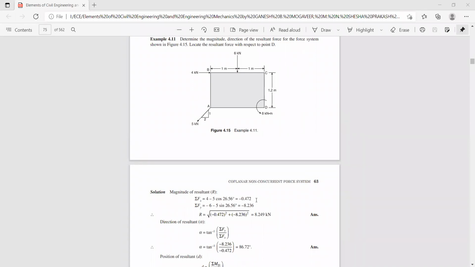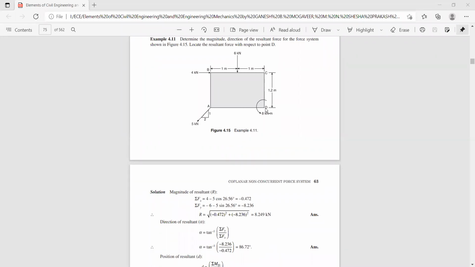It is 0.472 kilonewton, and sigma f of y is also negative. It is 8.236 kilonewton. Hence the resultant acts in the third quadrant, because sigma f of x is negative and sigma f of y is also negative. Thereby you get the magnitude of the resultant, which happens to be 8.249 kilonewton, and the direction of the resultant, tan alpha, works out to be 86.72. So the resultant acts in the third quadrant, making an angle of 86.72 degrees with respect to x-axis.